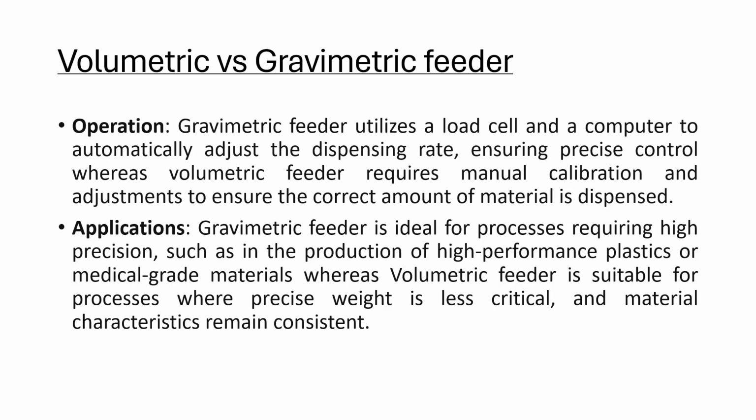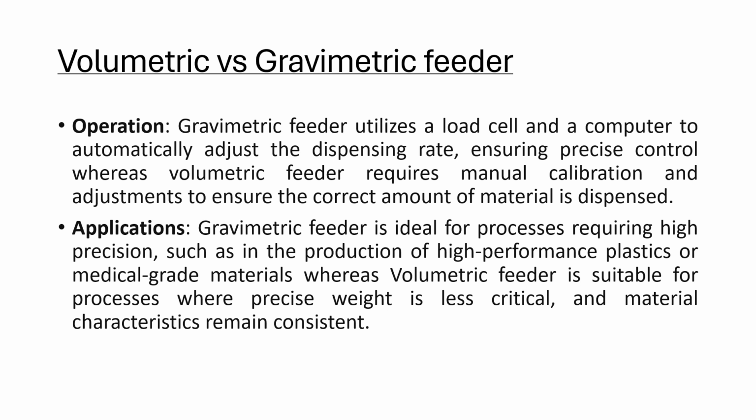Another point of comparison is operation. A gravimetric feeder utilizes a load cell and a computer to automatically adjust the dispensing rate, ensuring precise control, whereas a volumetric feeder requires manual calibration and adjustments to ensure the correct amount of material is dispensed.